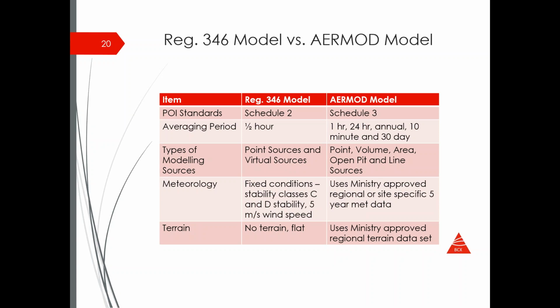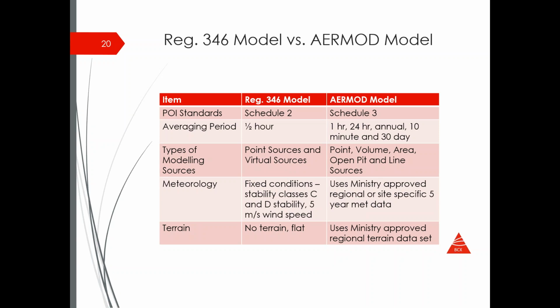Specifically, the stability classes C and D, which are considered the worst-case weather conditions, and with a wind speed of 5 meters per second at all times. AERMOD is a little bit more flexible in that you're allowed to use the ministry-approved regional method if it is representative and it covers your area, or you can apply for a site-specific method for your model.